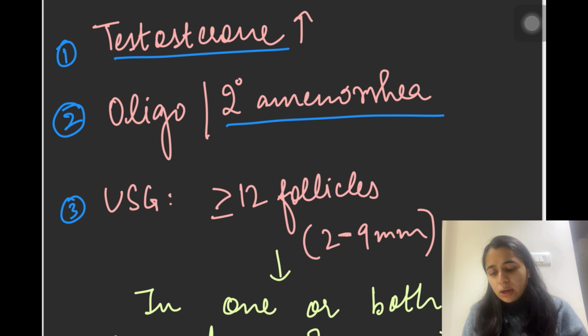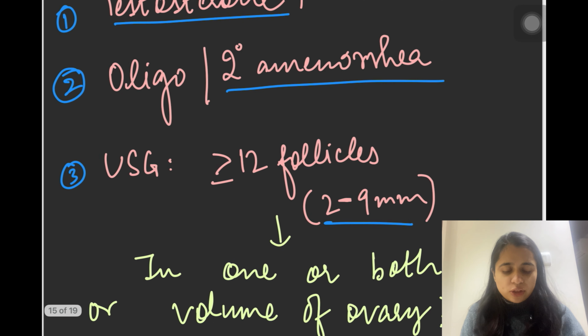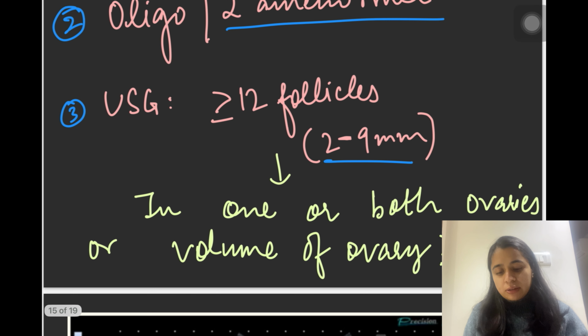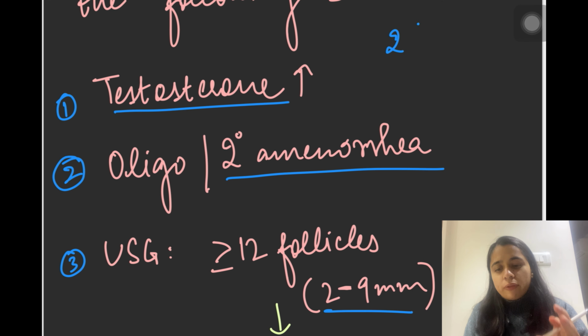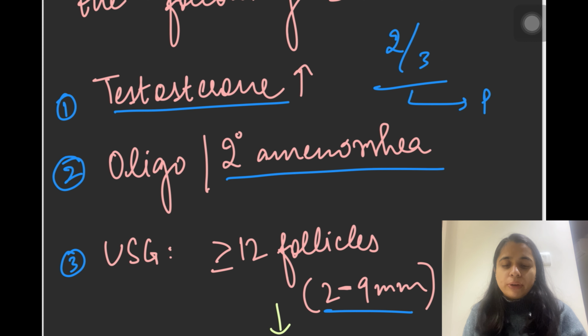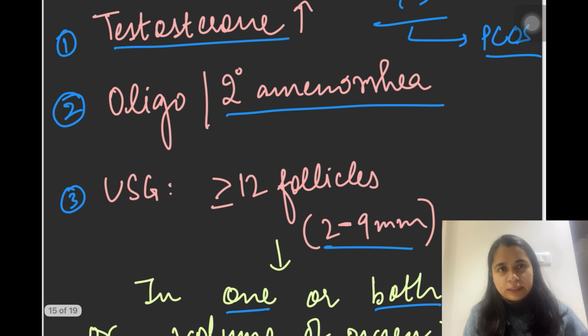Third is on ultrasound, if there are 12 or more than 12 follicles of the size 2 to 9 millimeters in one or both the ovaries, or the volume of each ovary is more than 10 ml. So if any two of these criteria are fulfilled, we will say that the patient has PCOS, and this is what is known as Rotterdam's criteria.